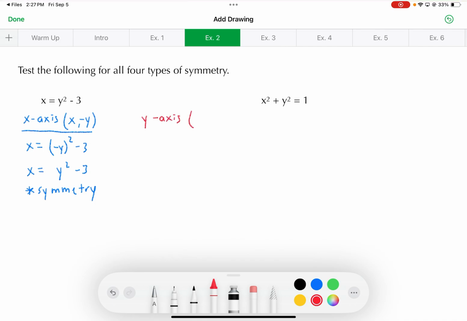Okay, y-axis. The point is supposed to become negative x, y. Well, negative x would equal positive y squared minus 3. That's x equals negative y squared plus 3. Not the same as the original. No symmetry with the y-axis.